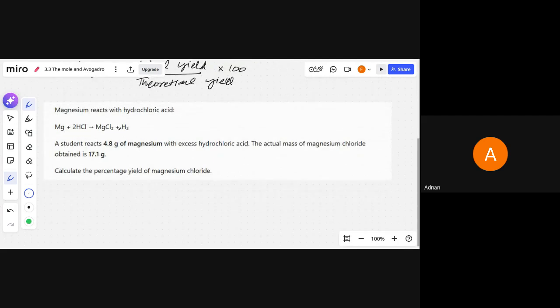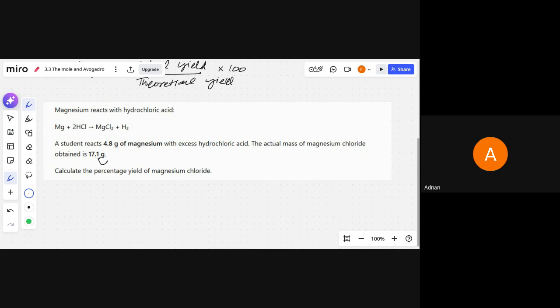This is the balanced chemical equation that is given. A student reacts 4.8 grams of magnesium with excess hydrochloric acid, and the actual mass of magnesium chloride obtained is 17.1 grams. Calculate the percentage yield of magnesium chloride. Okay, so here you can see that they have changed the mass or the number of moles of magnesium. So 1 mole will not be the theoretical yield of magnesium chloride.